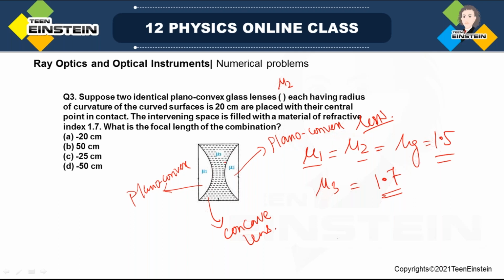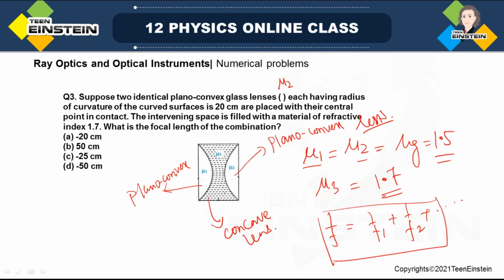Now, if you want to calculate the focal length of the combination, you know how to do that. Because if you have at least two lenses kept in combination together, the focal length is given by 1 by f equals 1 by f1 plus 1 by f2 plus 1 by f3, and so on. So you have to find the individual focal lengths of this planar convex, this planar convex and this concave. Then if you add them like this, you will be able to find the focal length of the combination.